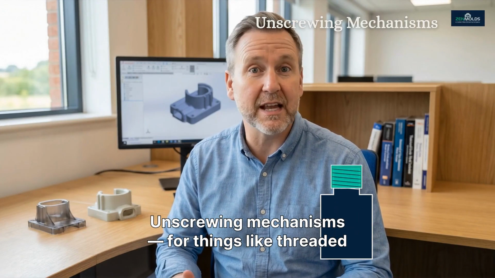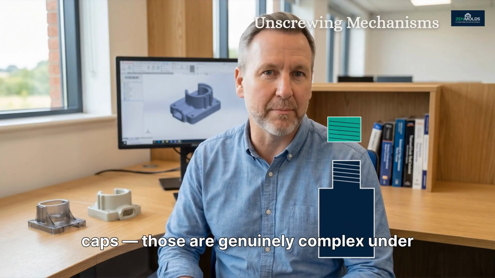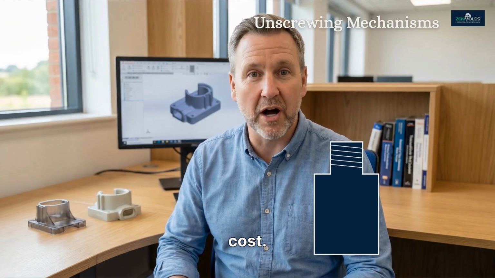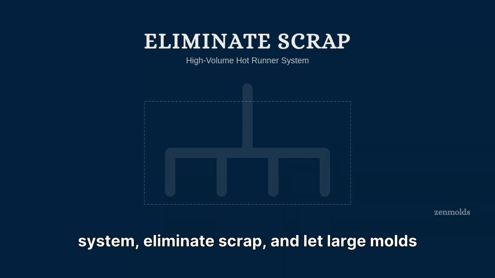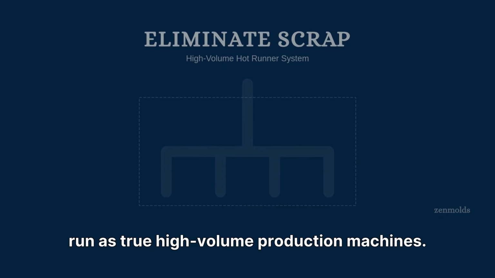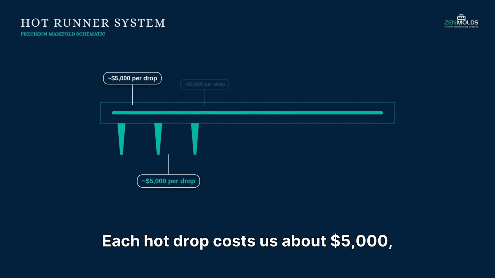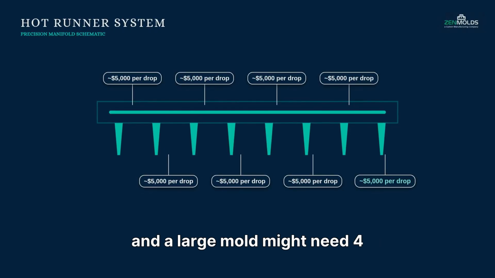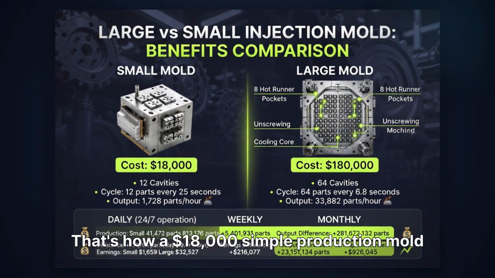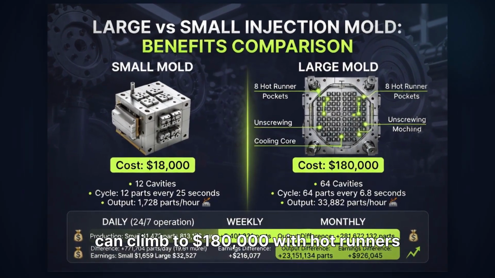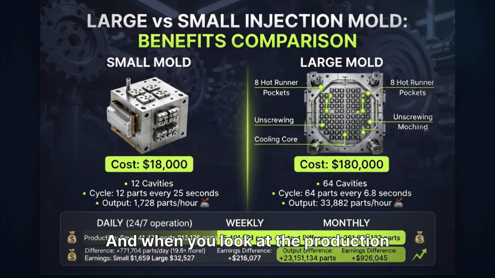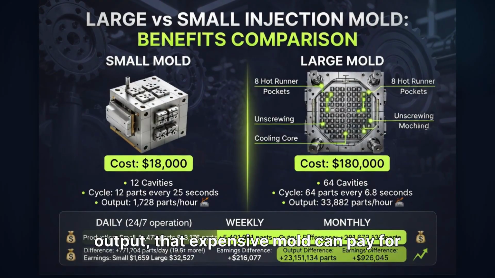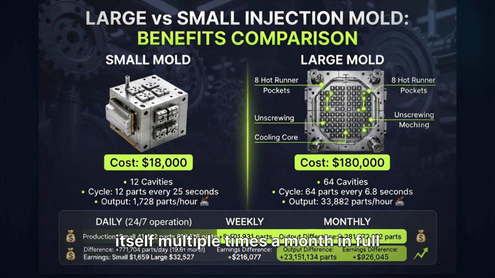Unscrewing mechanisms for things like threaded caps are genuinely complex under the surface, and they do add real cost. And then there are hot runners, heated channels that replace the cold runner system, eliminate scrap, and let large molds run as true high-volume production machines. Each hot drop costs us about $5,000, and a large mold might need 4 to 12 of them. That's how an $18,000 simple production mold can climb to $180,000 with hot runners and 64 cavities, and when you look at the production output, that expensive mold can pay for itself multiple times a month in full production.